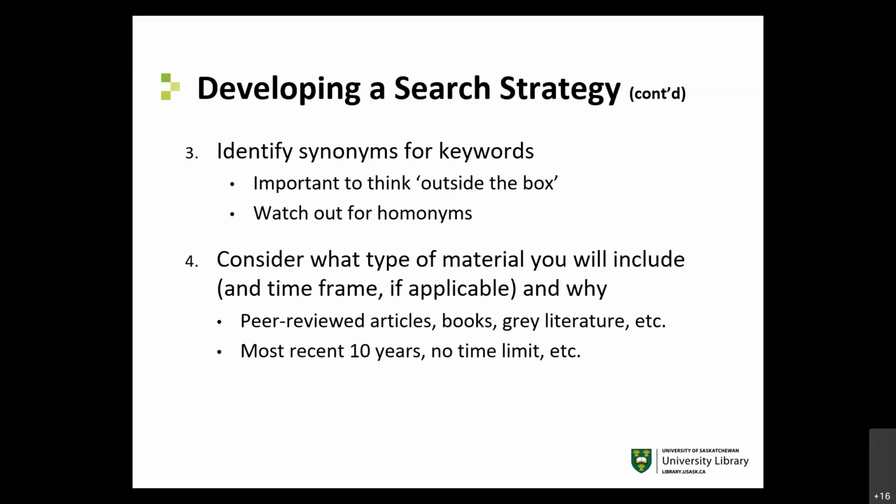You also want to think about what type of material you want to include in your literature search, and any time frames that might limit your searching. So are you looking at peer-reviewed articles? Are you able to include books or book chapters as part of your literature review? Are you looking at things like gray literature, which is often only findable through doing a Google search, or going to websites of organizations and associations that relate to your topic?